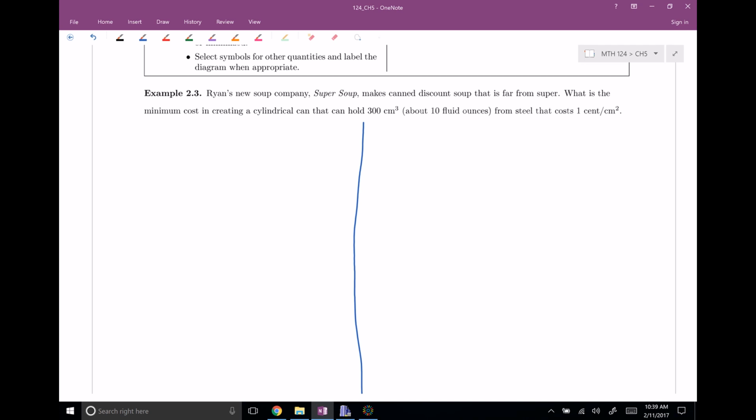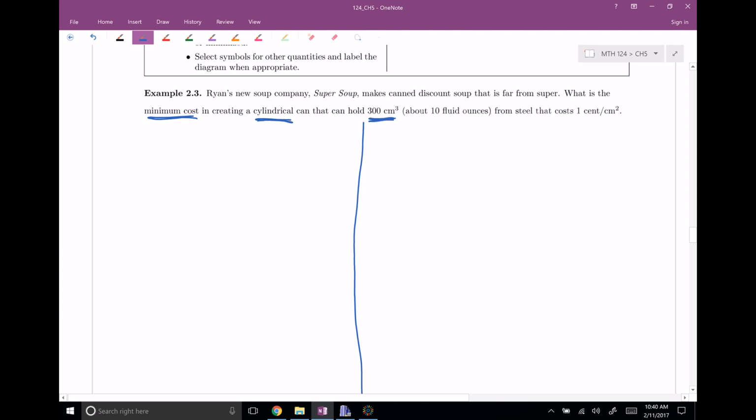So okay, I have a soup company, Super Soup. It makes canned discount soup that is far from super. What is the minimum cost in creating a cylindrical can that can hold 300 cubic centimeters? That's about 10 fluid ounces. And of course we're using steel, and our steel costs 1 cent per square centimeter, per area. Okay, so let's take a look here. We want minimum cost, so we want to minimize a cost function. We have a cylindrical can, and we know something about its volume here.